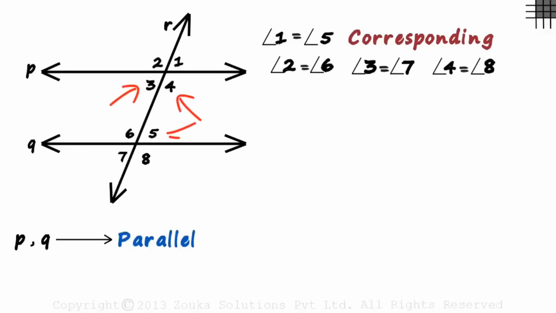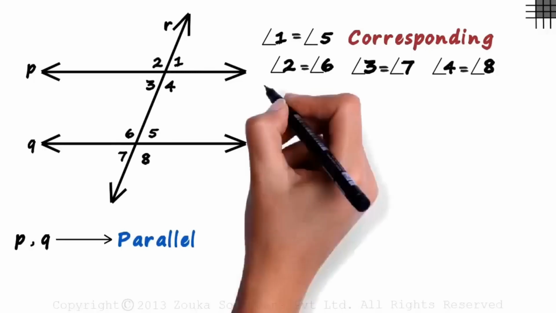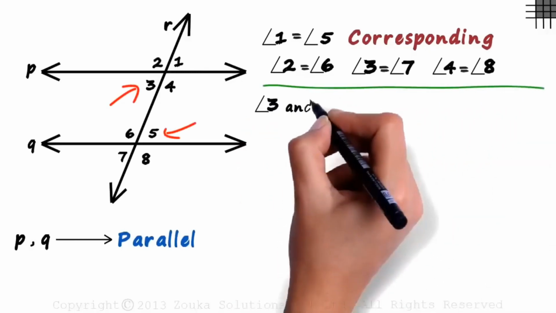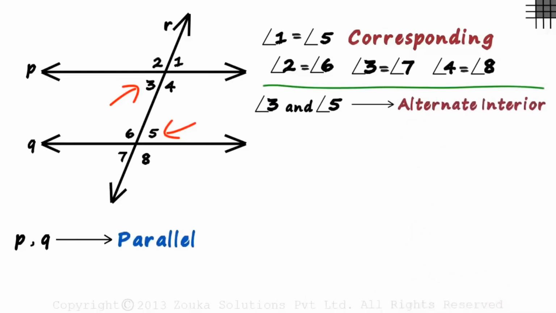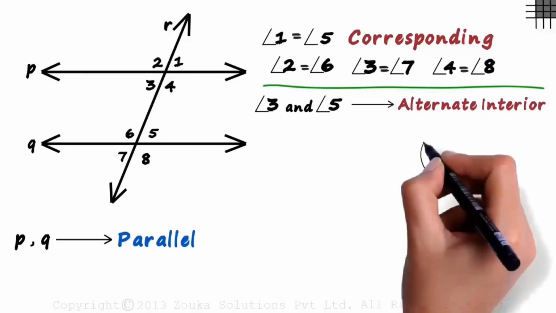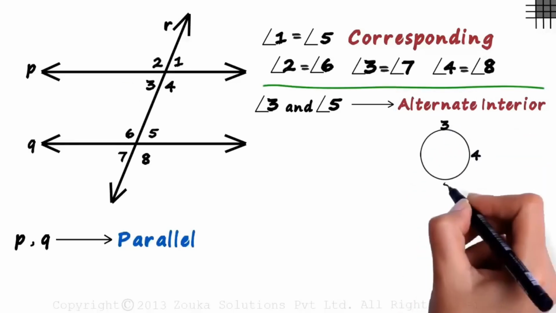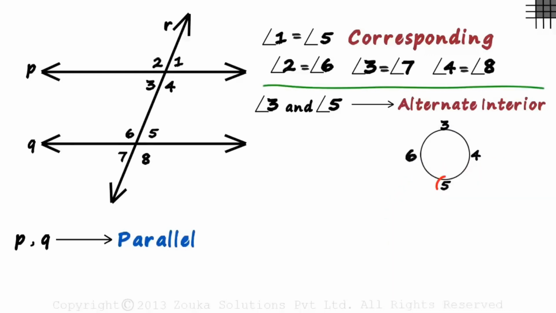Angles 3, 4, 5 and 6 are interior angles because they are between the two parallel lines, and they are classified into two types. Let's understand the first type. Angle 3 and angle 5 form a pair of alternate interior angles. We know why they are called interior, but why exactly are they called alternate? If we have a round table with numbers 3, 4, 5 and 6 around it, then 5 is alternate to 3. That's because after 3, you skip one position and take the next.